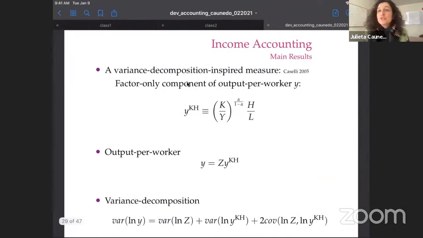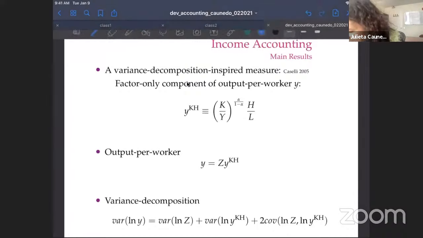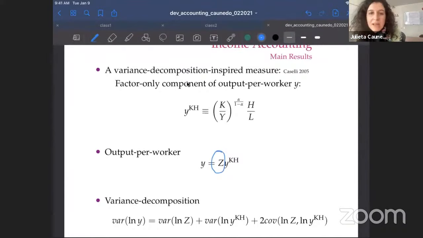Now, another approach to thinking about the contribution, instead of the exercise I did before, is to think about a variance decomposition inspired measure. This is what Caselli does in his handbook paper. So you can take a factor-only component of output per worker. That's basically everything that we can measure: capital-output ratios, factor shares, human capital. And then you can write output per worker as this measure, times what we don't know, TFP, which is what we actually see.